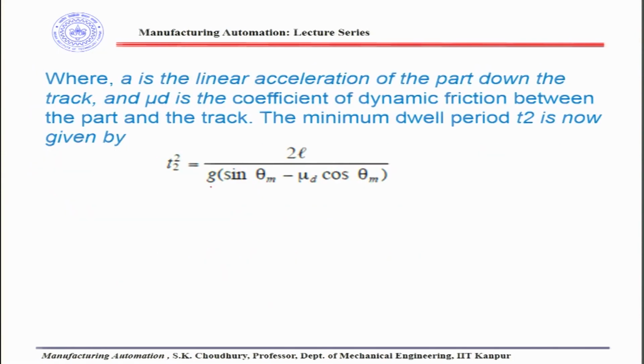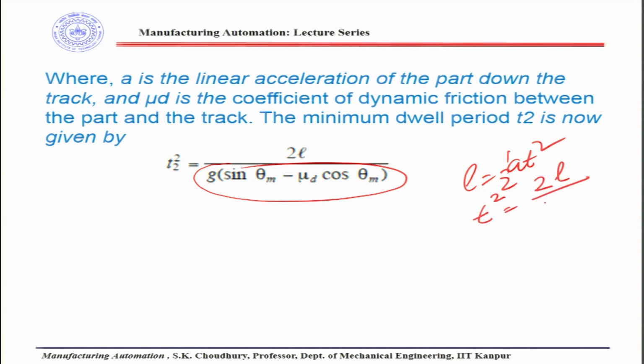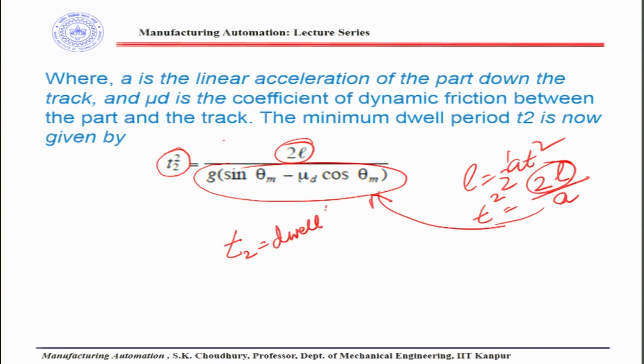So, therefore, this acceleration we can put in, that will be 2L divided by acceleration, because that L is equal to half a t square again. So, t square is equal to 2 times the length divided by a. The a in this case is this acceleration, and L is the length of the track. Therefore, we can find out the dwell time. Of course, the dwell time T2 will be the whole thing to the power half, that is root over this one. This is the dwell time, T2.